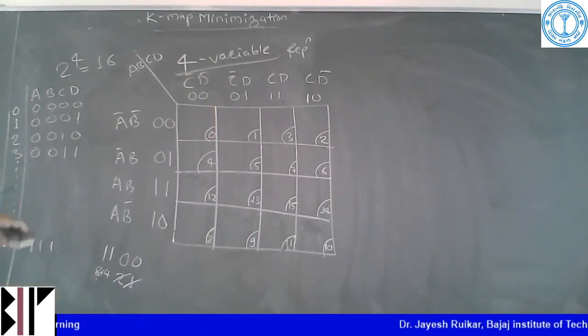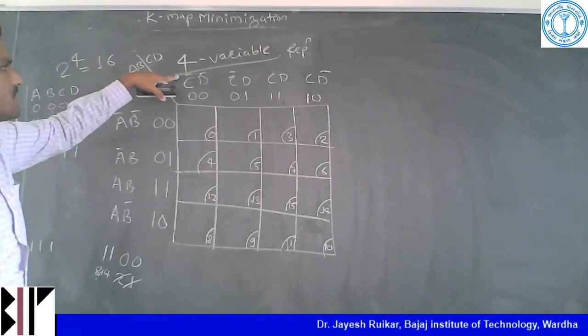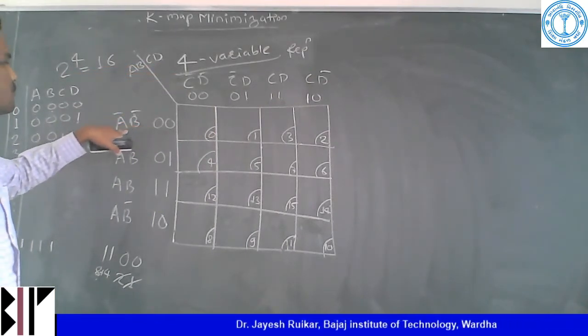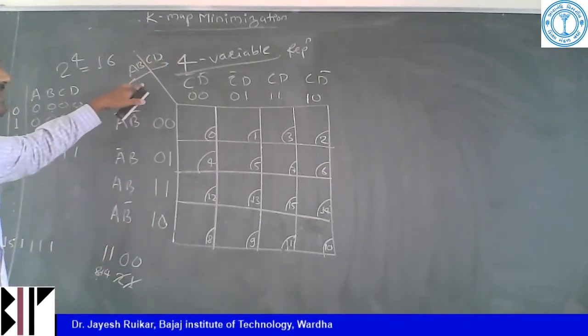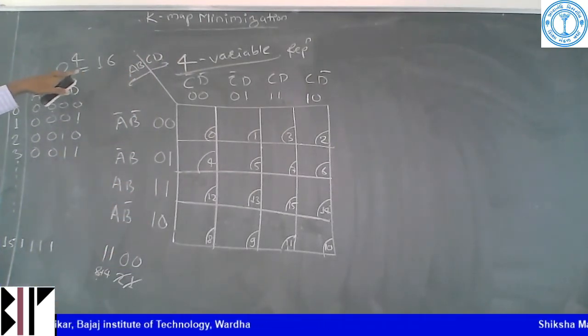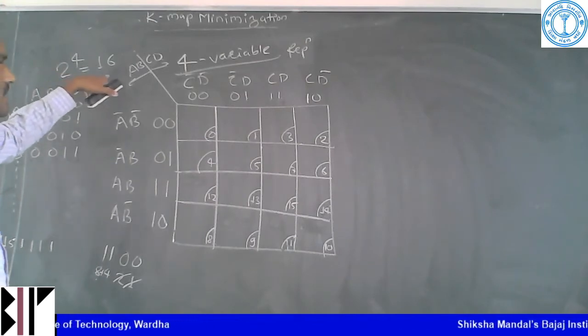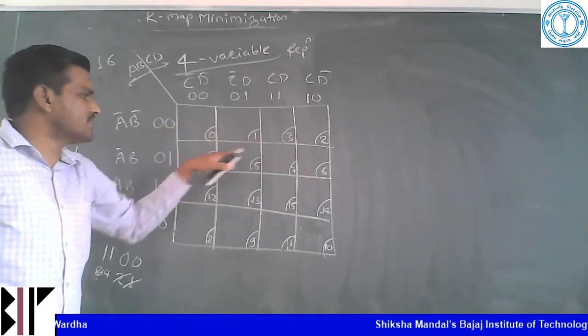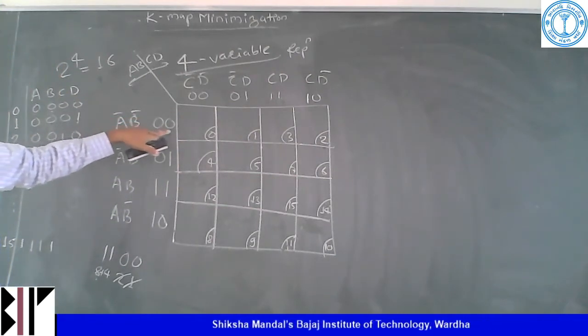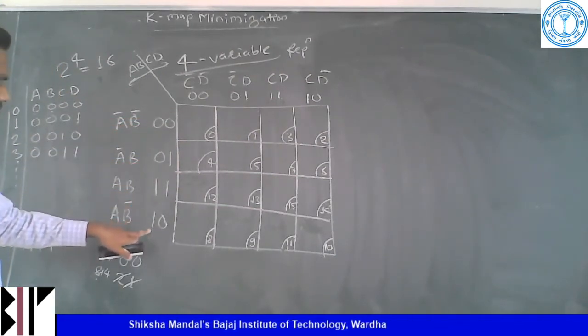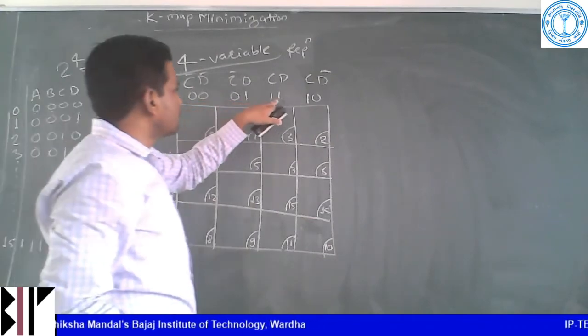I am repeating this. So this is the 4 variable K-map. I have written 2 variables on this side and 2 variables on this side. For 4 variables, how many cells are there? 2 raised to 4, that is 16 cells are required. I have written in terms of decimal numbers. So 0, 0, 0, 1, 1, 1, 1, 0.